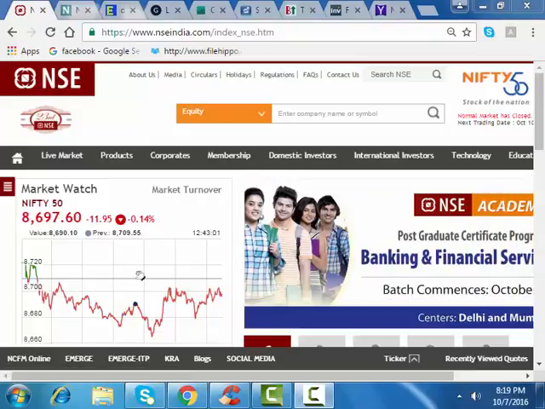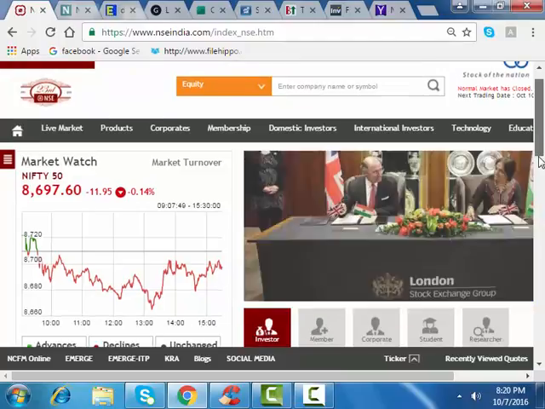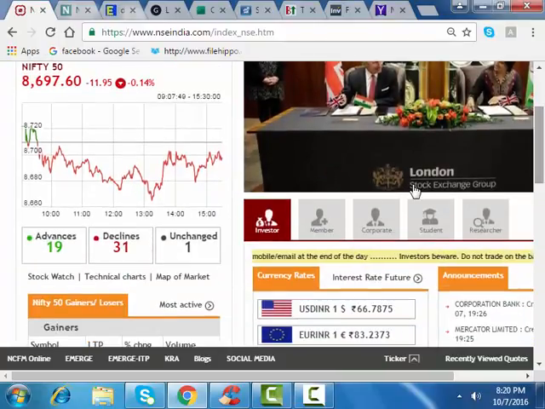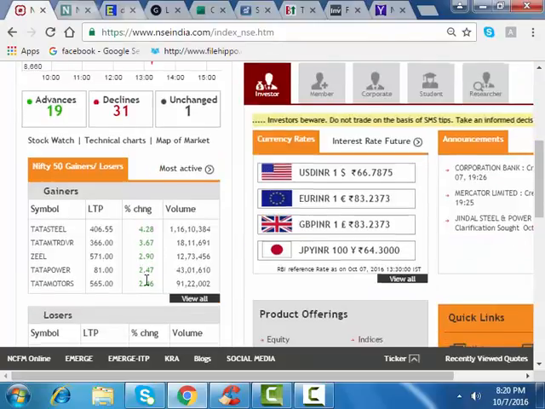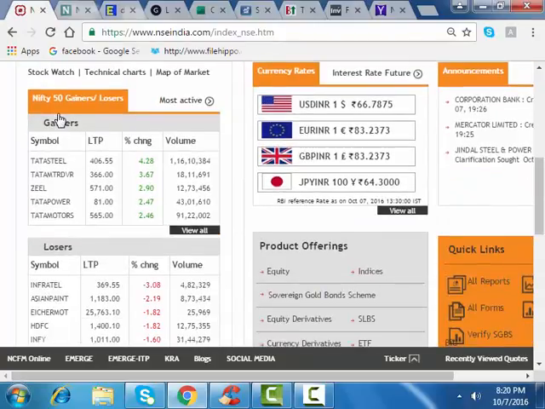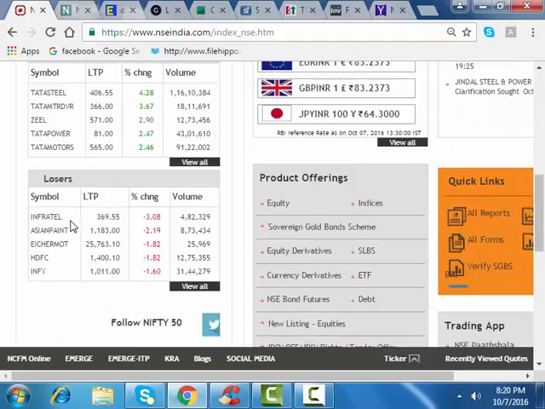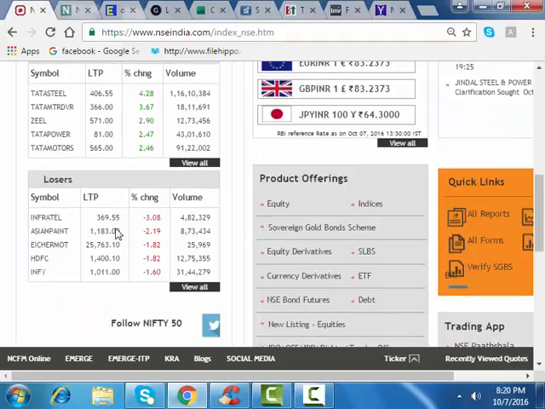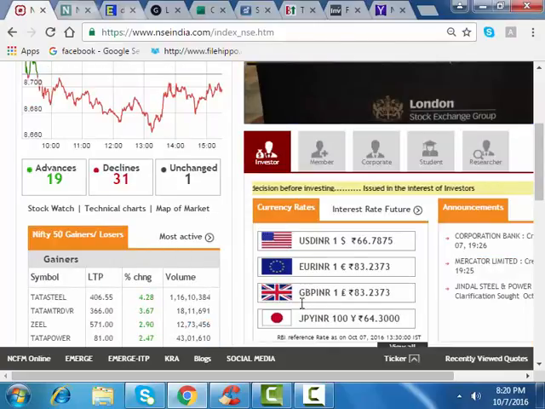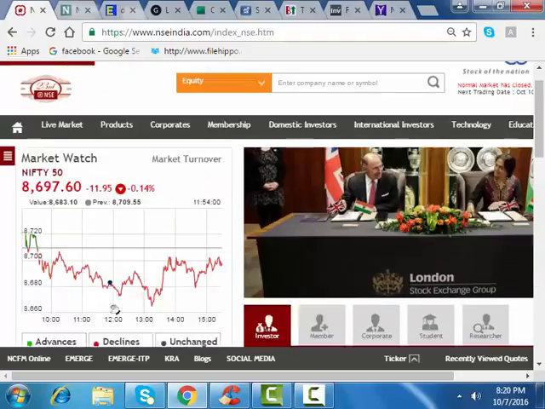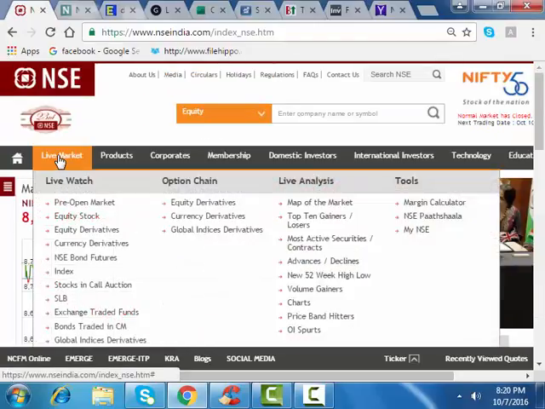Okay friends, first we will visit nseindia.com. On this website you can see the Nifty trend: 8697 current price and minus 11 rupees. And here you can see advances, declines, gainers, losers. And on the right side you can see currency rates, and open live market.